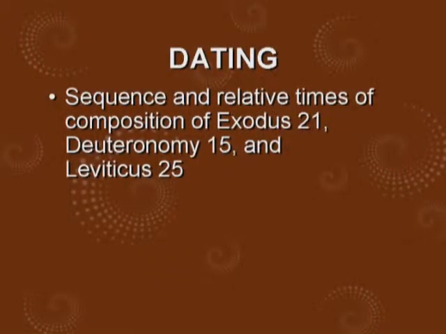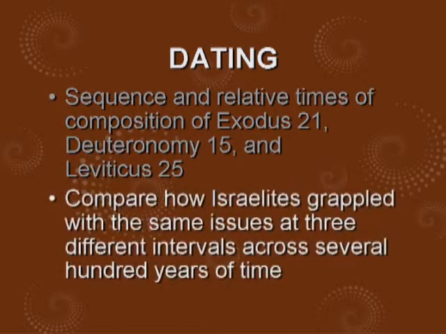We will analyze the slave laws in Exodus 21, Deuteronomy 15, and Leviticus 25 as source material, i.e., from the standpoint of what they were saying when they were originally written and before they were incorporated into the final, complete books of Exodus, Deuteronomy, and Leviticus. Their dating will be important in terms of their sequence and relative times of composition, rather than the exact dates they were written. This approach will help us understand and compare how the ancient Israelites grappled with the same issues, the ownership and release of Israelite slaves, at three different intervals across several hundred years of time.